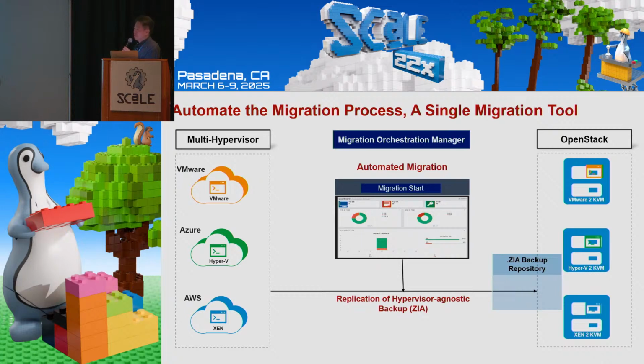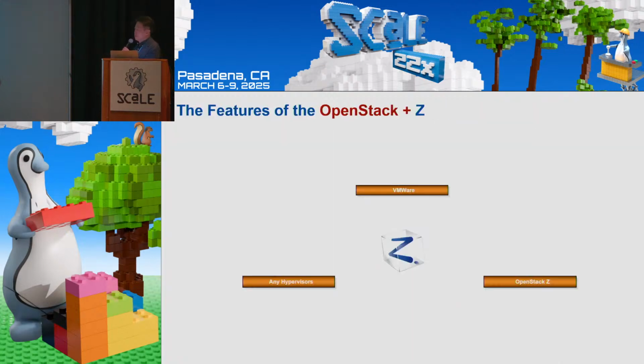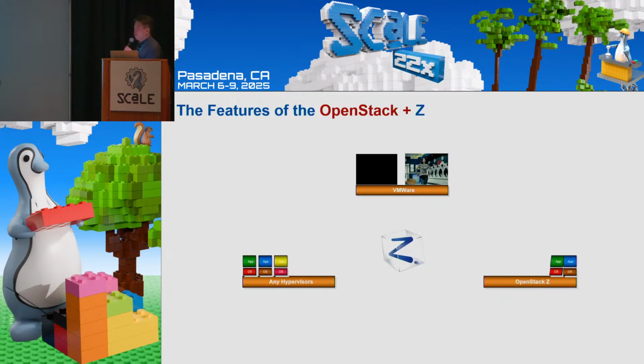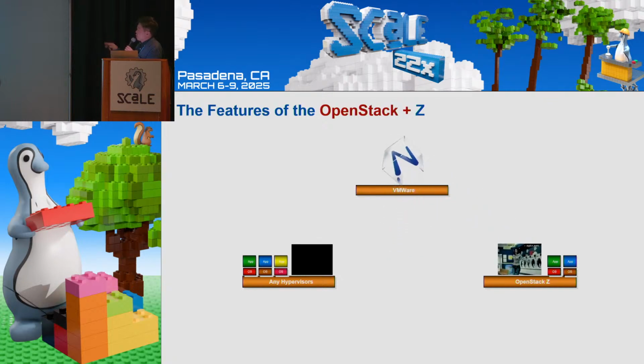Number 6 and 7, this slide shows you a single migration tool. The single migration tool will manage all these requirements, including the affordable or complementary migration licenses. This is the number 5 feature, the features of OpenStack. A virtual machine can be moved in, moved out across any hypervisors, any cloud platforms like this.